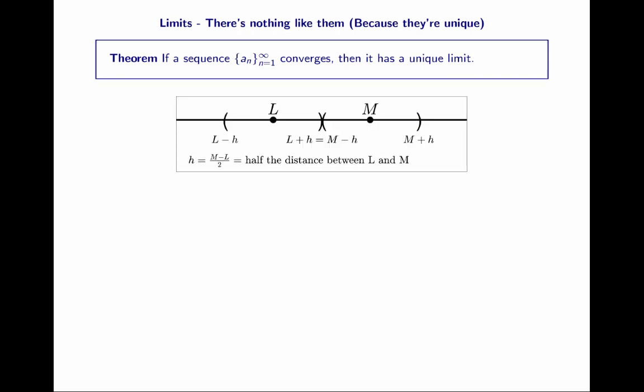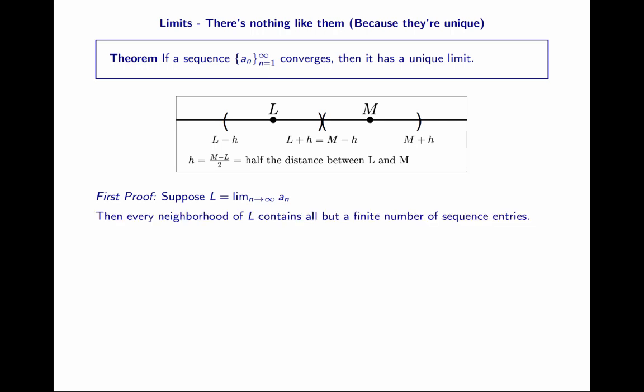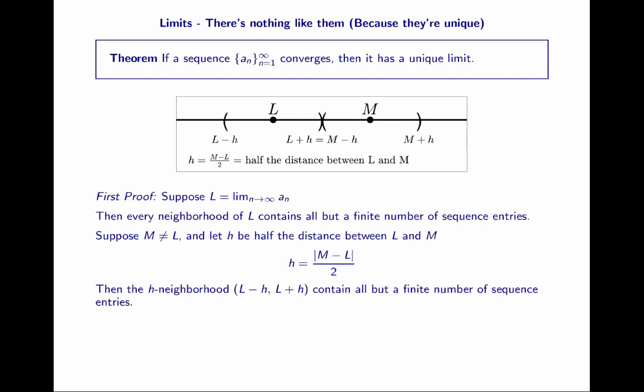Okay, so let's move that picture up and let's put the idea of the proof into rigorous language. Suppose L is our limit, then every neighborhood of L contains all but a finite number of sequence entries. Suppose M is not L and H is half the distance between L and M. Then the H neighborhood of L, in other words, the open interval L minus H to L plus H, contains all but a finite number of sequence entries.